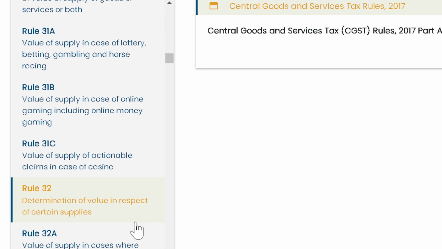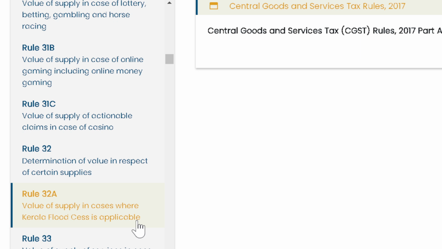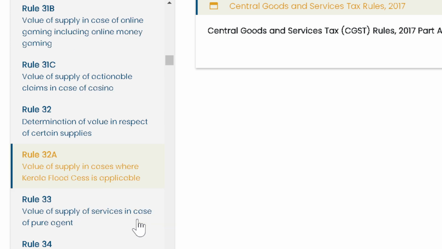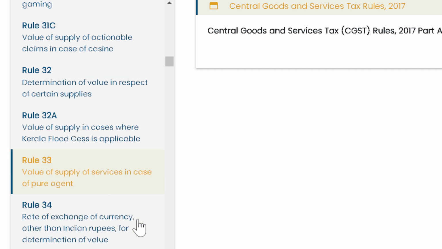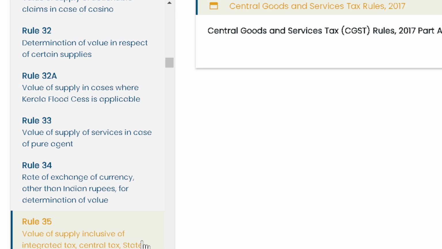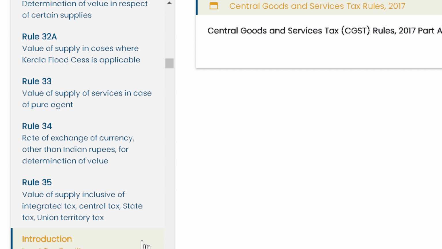Rule 32, determination of value in respect of certain suppliers. Rule 32A, Value of supplies in case where the Kerala flood cess is applicable. Rule 33, Value of supply of services in case of pure agent. Rule 34, Rate of exchange of currency other than Indian rupees for determination of value. Rule 35, Value of supply inclusive of integrated tax, central tax, state tax, union territory tax.